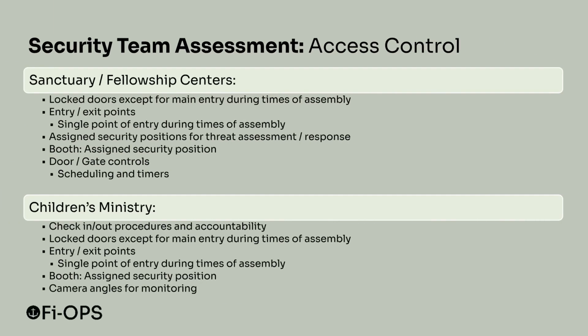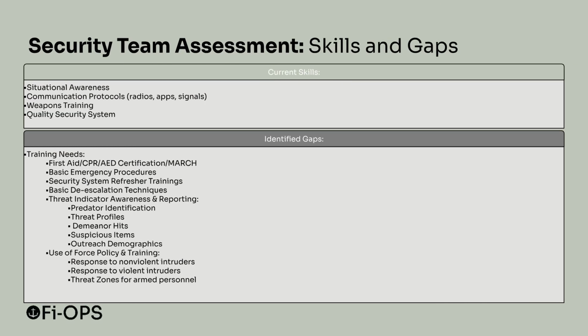Access control protocols are crucial for the sanctuary and children's ministry. This includes locking doors during times of assembly, maintaining a single point of entry, and assigning security positions to monitor activity. Skills must be assessed, which include situational awareness and communication protocols. Gaps must be identified, which can include training needs in first aid, basic emergency procedures, de-escalation, and use of force policy.